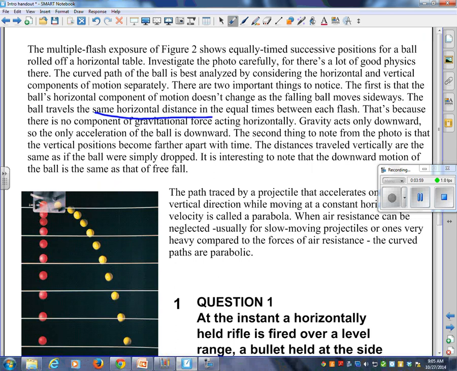between each flash. That's because there's no component of gravitational force acting horizontally. Gravity acts only downward, so the only acceleration of the ball is downward. The second thing to note from the photo is that the vertical positions become farther apart in time. The distances traveled vertically are the same as if the ball were simply dropped. It's interesting to note that the downward motion of the ball is the same as that of free fall.